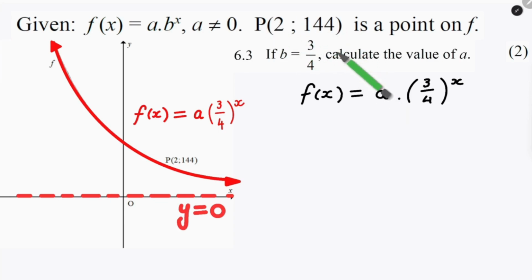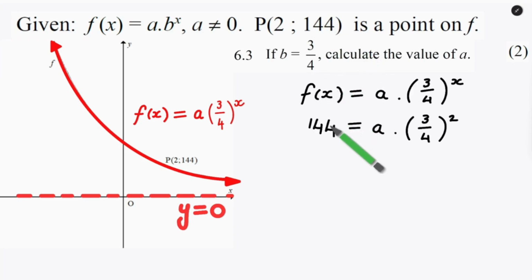So I'm going to sub this point into this graph. And we do it just like this. f of x is a fancy placeholder for the y value. The y value is 144, so I pop that in there. And then this x, I simply change it to this x value of 2. And now I can work out a.